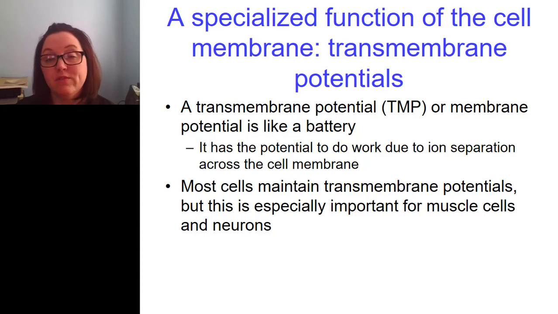Hello, in this video I'm going to give a brief introduction to a specialized function of the cell membrane called the transmembrane potential. A transmembrane potential is also known as a membrane potential, and it's sort of like a battery. It has the potential to do work due to ion separation across the cell membrane. Most cells in our body maintain a transmembrane potential, but this is really important for muscle cells, including our heart muscle cells, and it's also really important for our neurons.